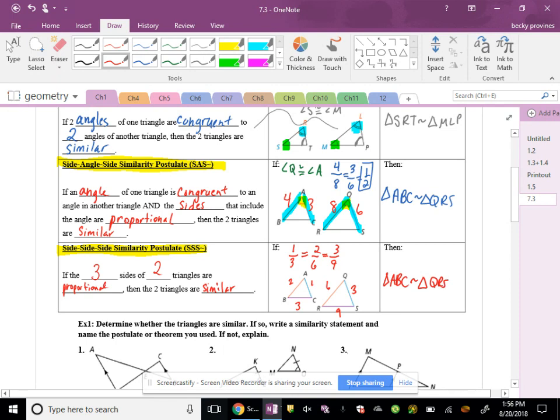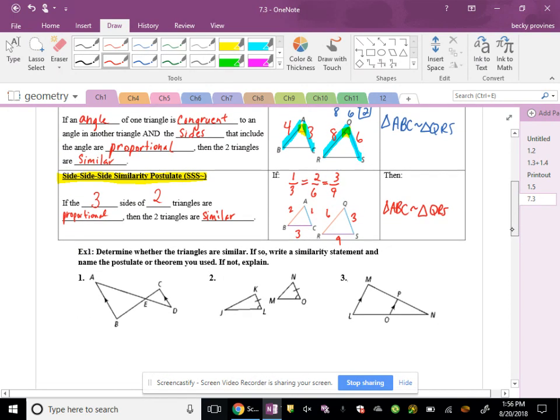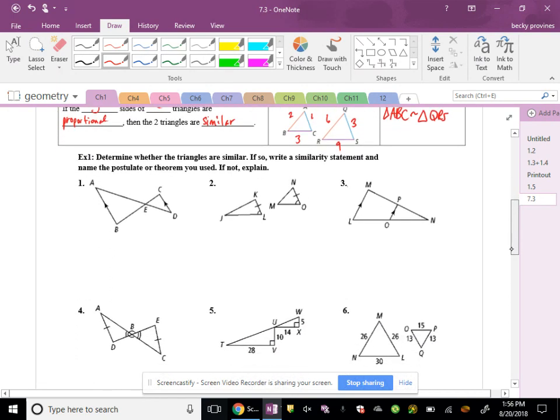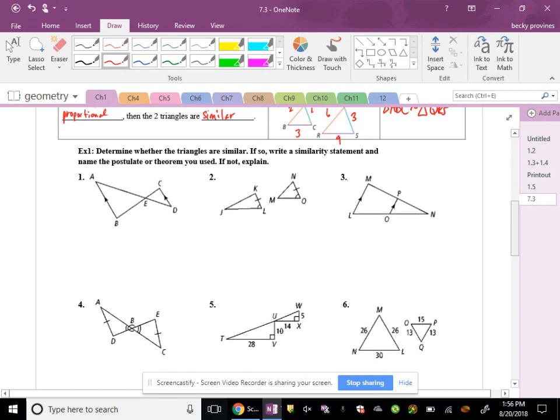Okay, so I wrote a similarity statement. Now here's where it gets tricky, guys. We're going to have these pictures here, and you have to decide whether or not they're similar. So some of the information is, you have to remember things from first semester.